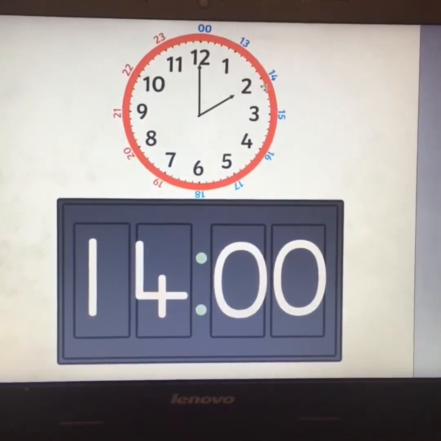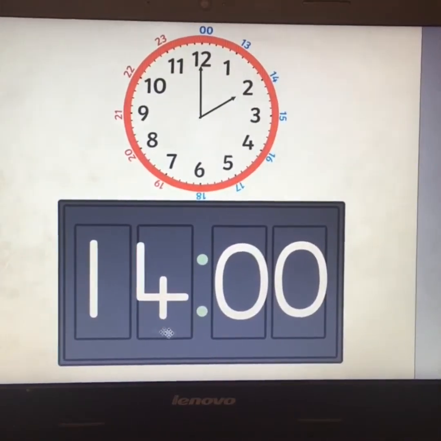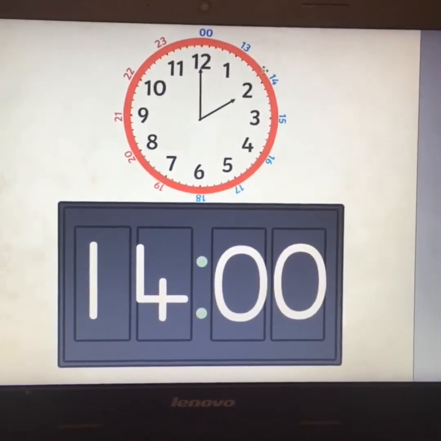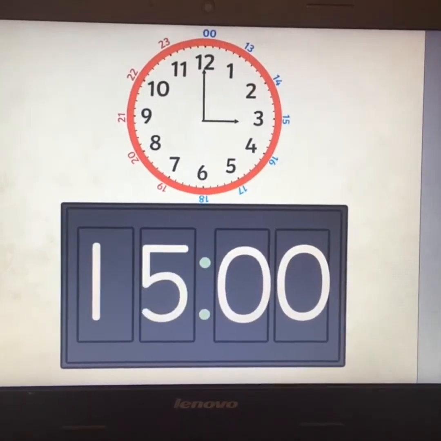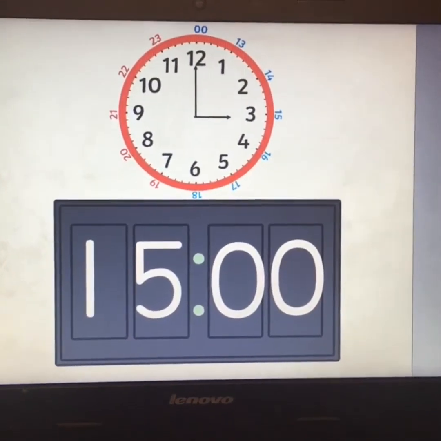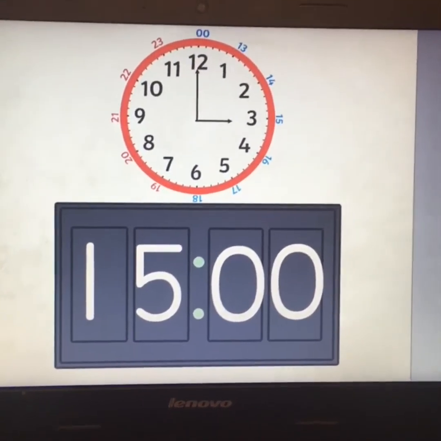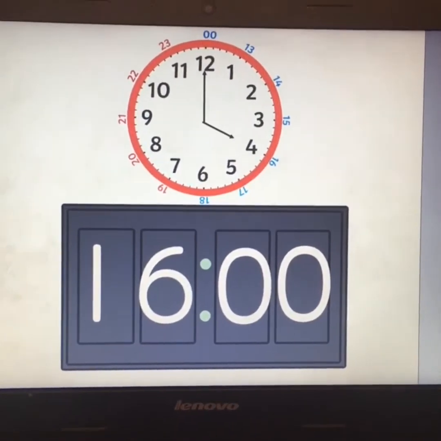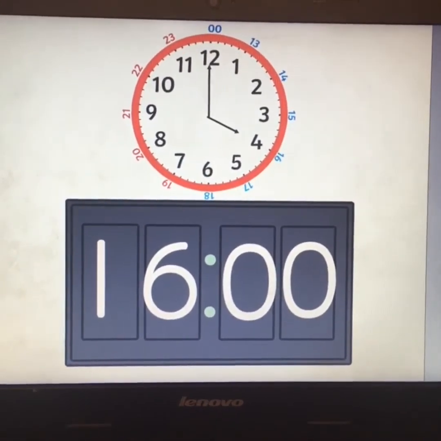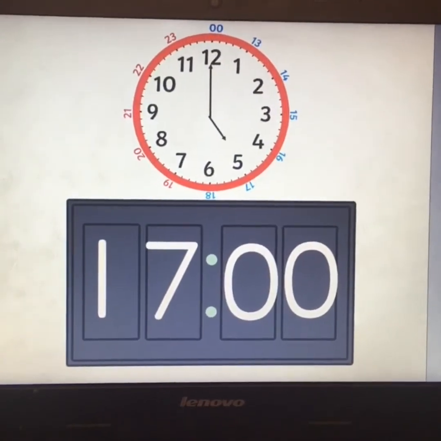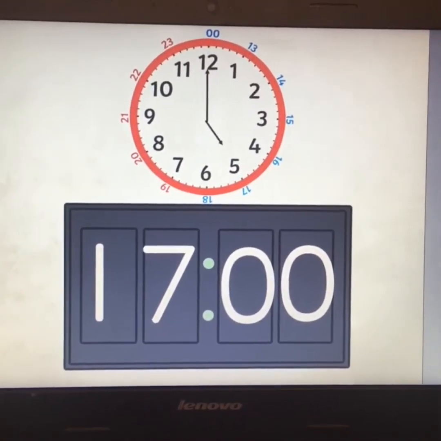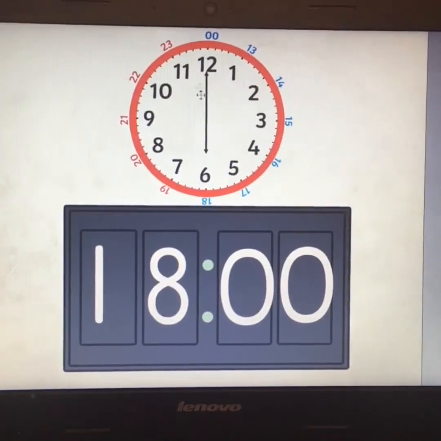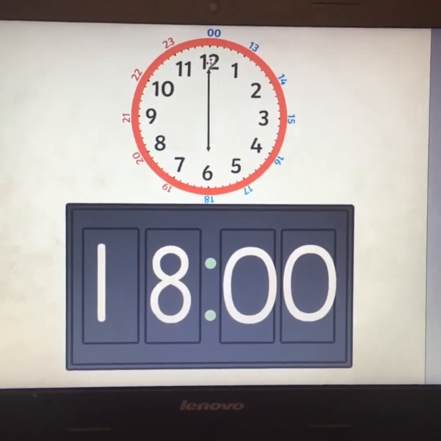2 o'clock on a 24-hour clock is 14, because it's 14 hours, because you had 12 hours till midday, 13 hours, 14 hours. 3 o'clock would be 15 hours. So you could say that we leave school at 15:15, because we leave school at 3:15 normally. 4 o'clock would be the same as 16. 5 o'clock would be 17. I wonder if you can work out what 6 o'clock would be. It would be 18, because 12 add 6 would be 18. Remember, you've always got those 12 hours to get you to midday.